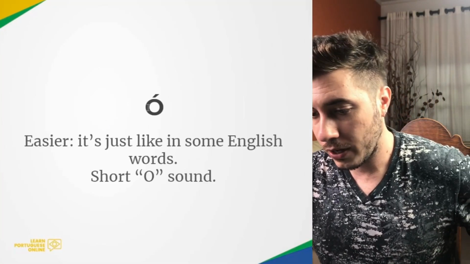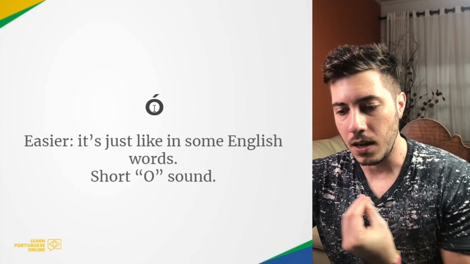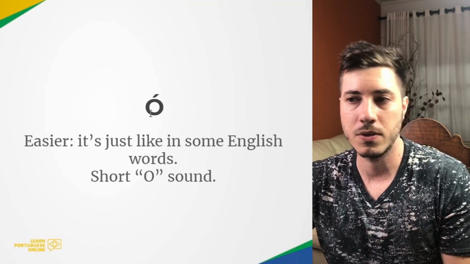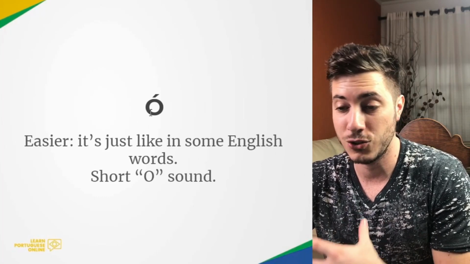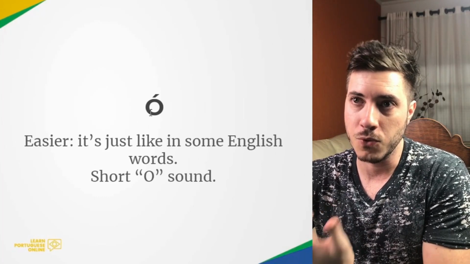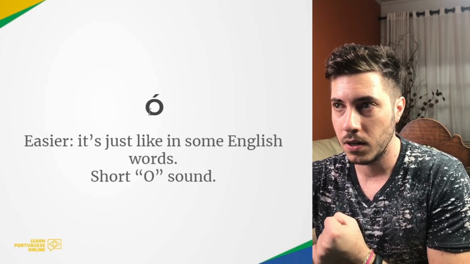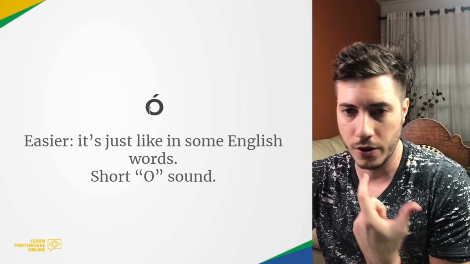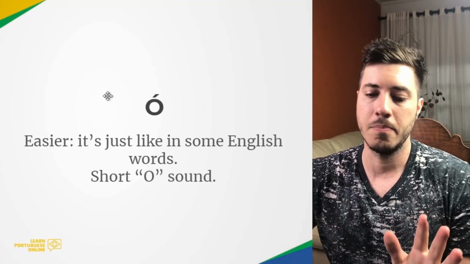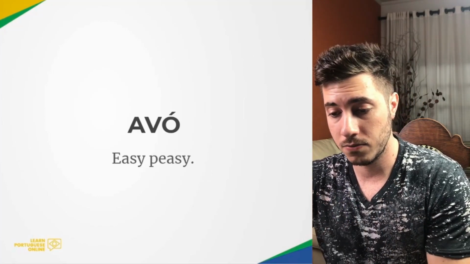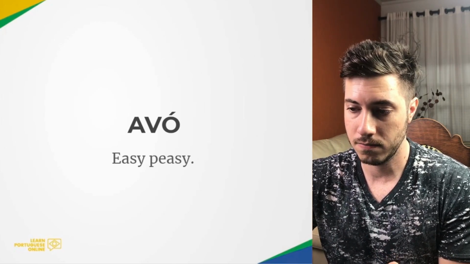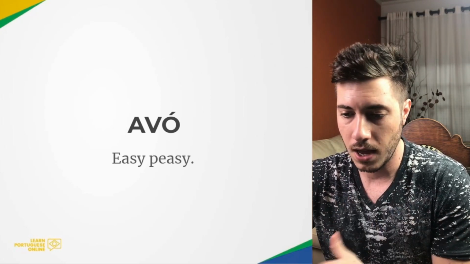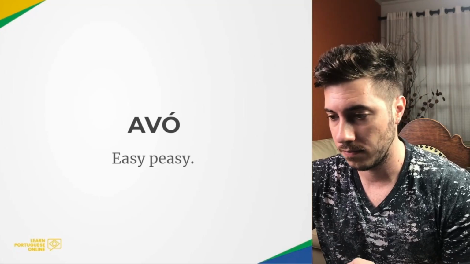First of all, let's take a look at this one, because this is the simpler one. That's the open O, and that's easier because a lot of English words have this sound, right? That's the short O sound, and you can find it in words like top, not, dog, order, olive, and that kind of stuff. So that's very simple. If you want to say this word, that's easy. You just say avó and you use the short O sound, which is our open O sound. Avó, avó, avó.